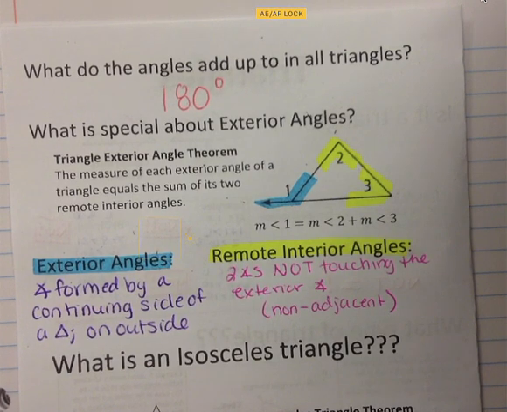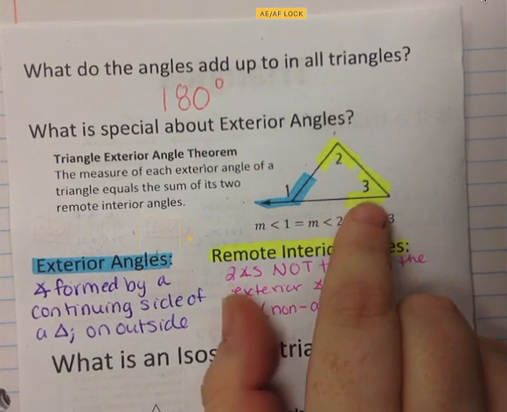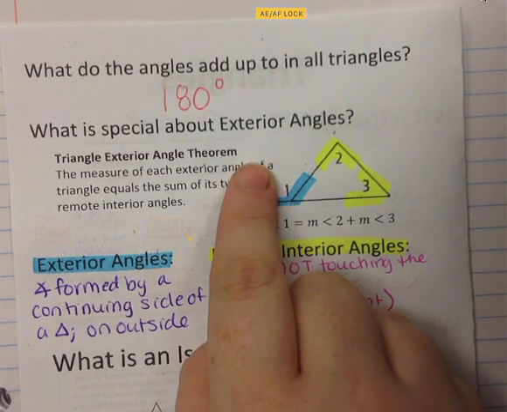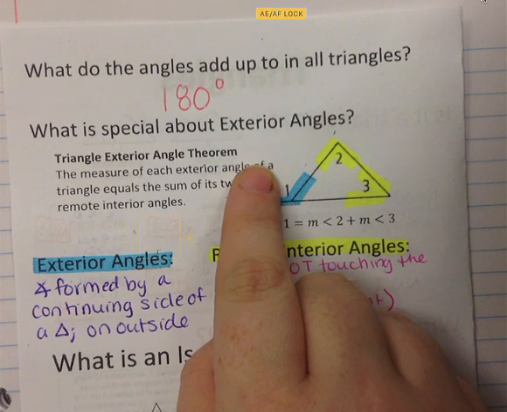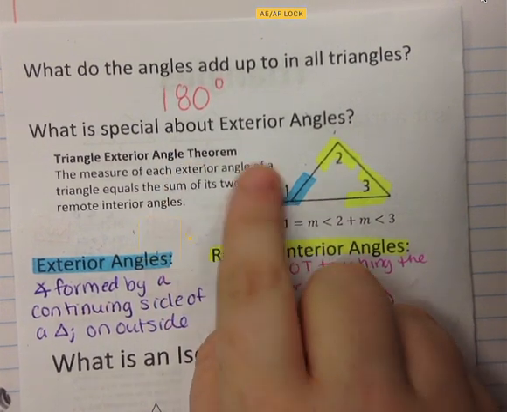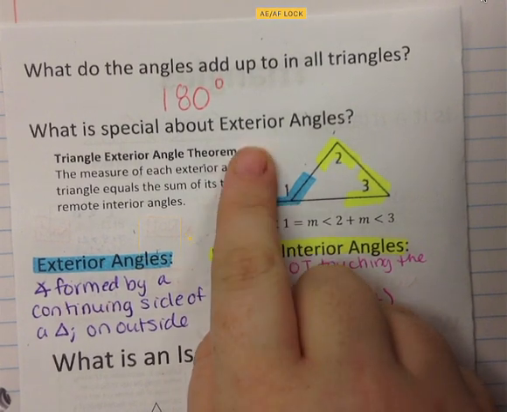That's what is special about exterior angles. It does continue from a side. If I had made this go up like that, it would not be a triangle exterior angle, because it wouldn't continue from a side if it went like that.